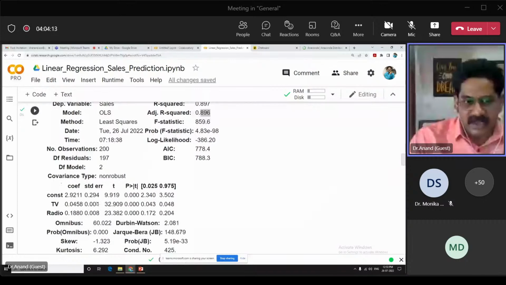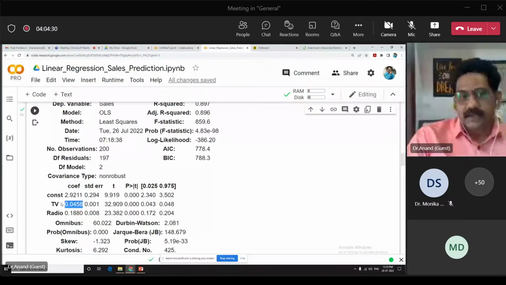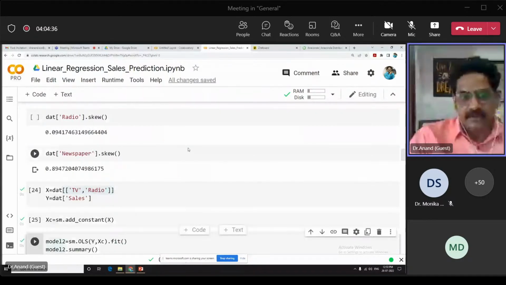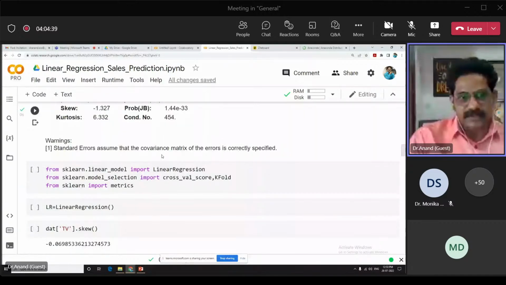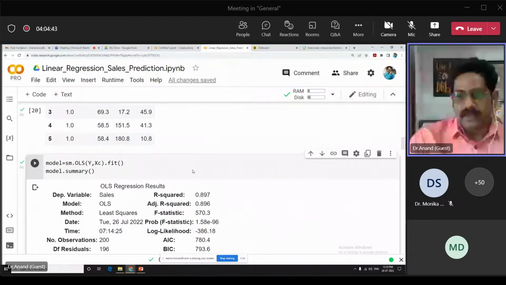Now you can see this is a bivariate model. What is the slope? Sorry, the intercept, beta naught, is 2.92. Beta 1 is 0.04, and beta 2 is 0.1880. So these are my model parameters: my intercept, beta 1 and beta 2. You can consider this a better model compared to the multivariate model including newspaper. Including newspaper, statistically, it is violating the assumptions, I think.